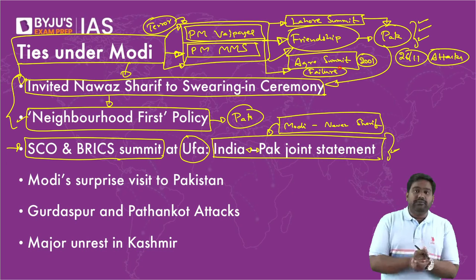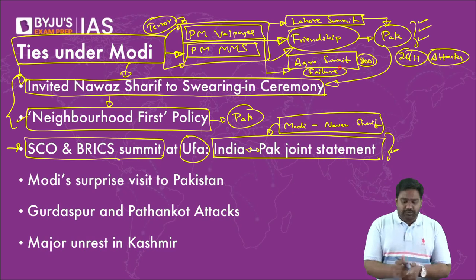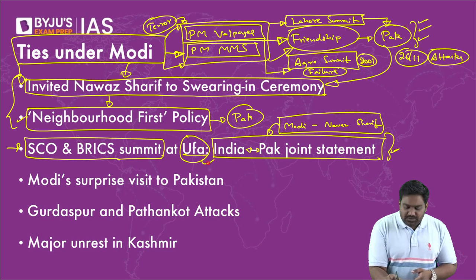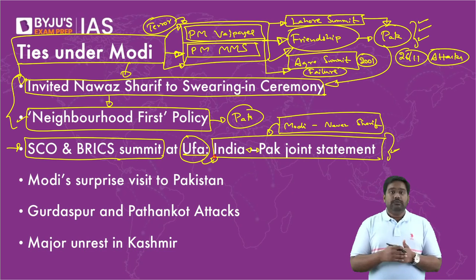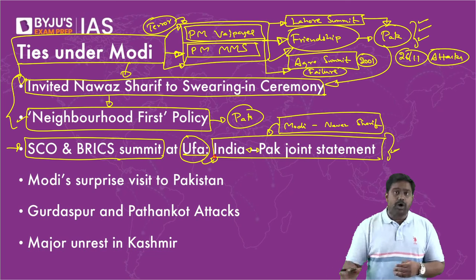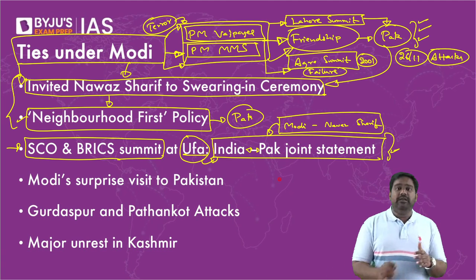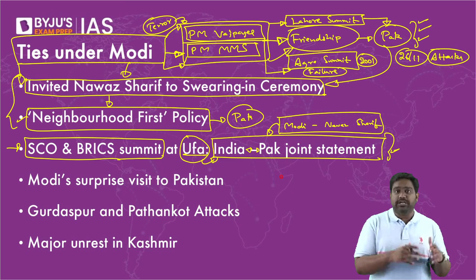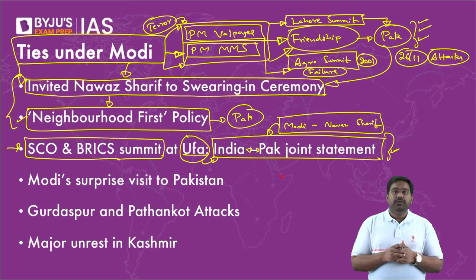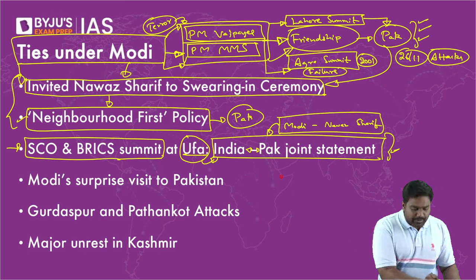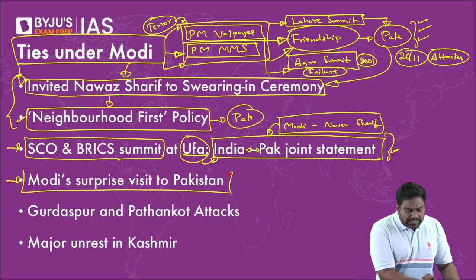So given this history, the joint statement at Ufa was a very, very big development. For the first time, the Kashmir reference was dropped, terrorism was mentioned, and India and Pakistan agreed to discuss all issues, negotiate, and build bilateral relations. This was seen as a positive development, which was followed by a surprise visit by the Prime Minister to Pakistan.